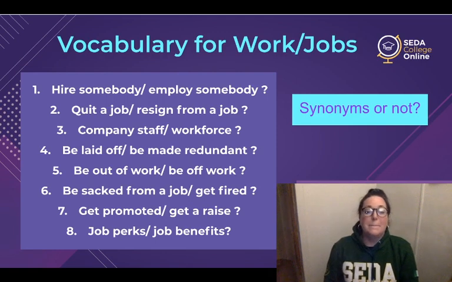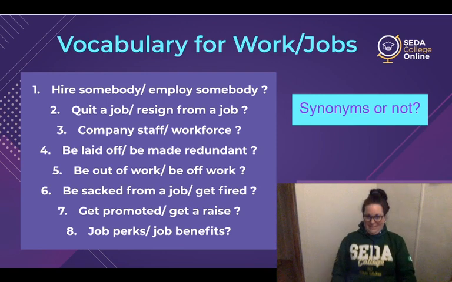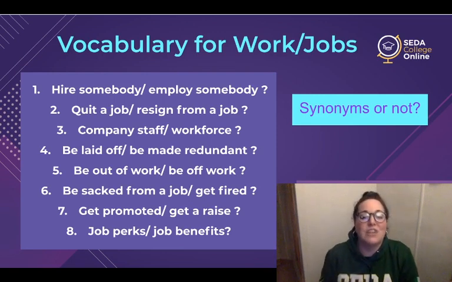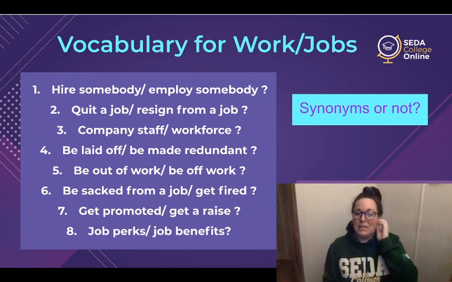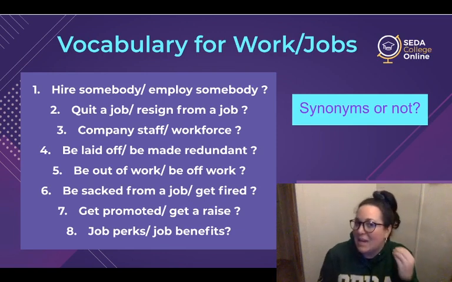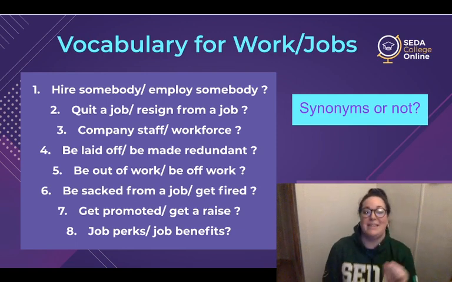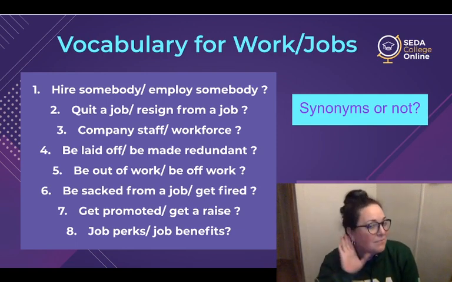Okay. Be laid off. This is the infinitive. Be laid off. Be made redundant. Ugh. I can't believe I couldn't say that just then. It's hard to say. Redundant. Be made redundant. So these are two things that can happen that make you leave a company. You decide if they're the same or different meaning, okay? Be laid off. Repeat. Great. Be made redundant.